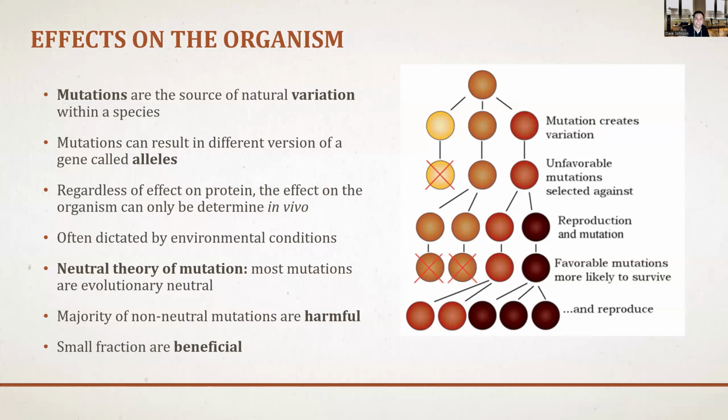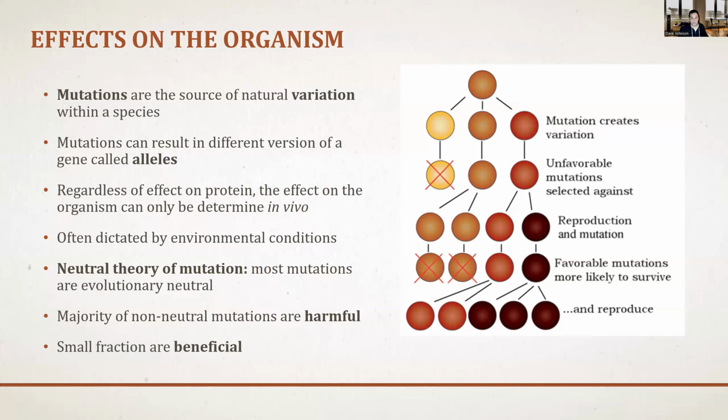But when we get different variations of a gene as the result of a mutation, we refer to these as alleles. So when we talk about Mendelian inheritance, we talk about things like dominant alleles and recessive alleles and incomplete dominance and complete dominance and codominance. Well, all of those alleles, these different versions of the gene, are the result of mutations. So mutations are necessities for evolution to occur.